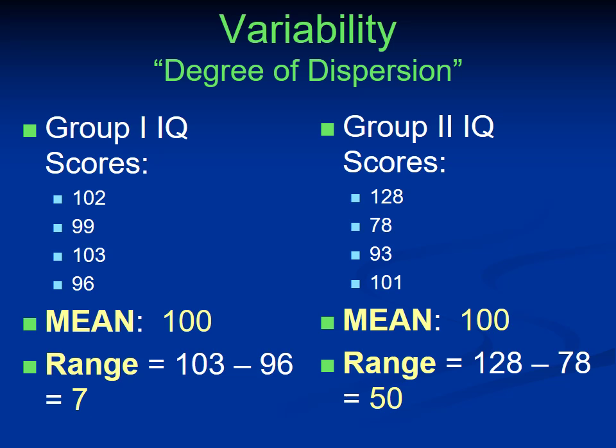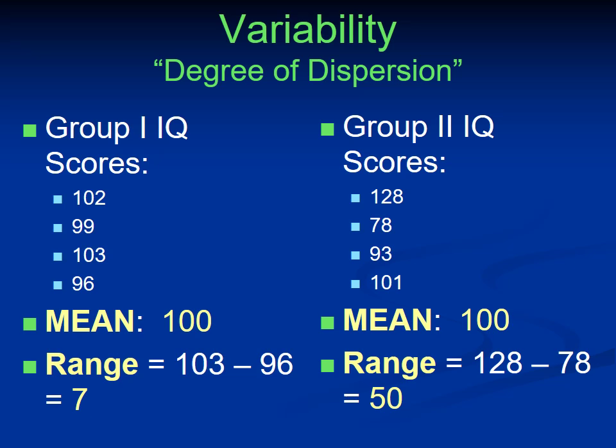But on this slide, you see the data that is listed in the Monahan and Walker book on page 92. A simple example here of two data sets, data set 1 and data set number 2. These are just two groups of 4 IQ scores. Group number 1 has IQ scores of 102, 99, 103, and 96. And group number 2, also 4 IQ scores: 128, 78, 93, and 101. Each of these groups, as you can see, has a mean of 100. If we add these 4 numbers up and divide by 4, in each case we're going to get a mean of 100.